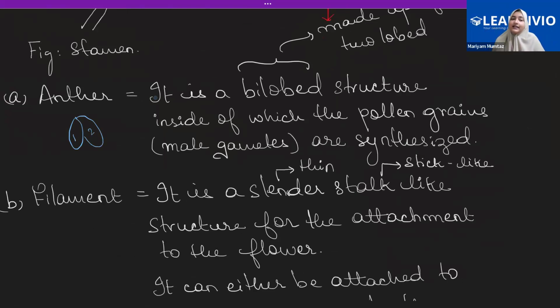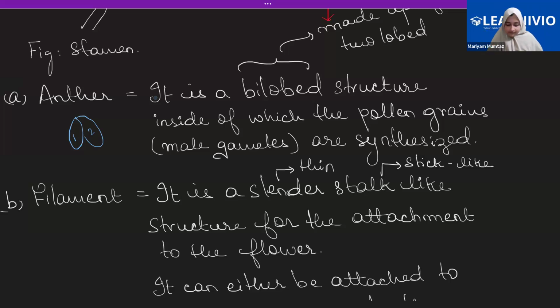Now, inside the anther, the male gametes of the flower are synthesized. And what are they? They are the pollen grains. So, inside the anther, the pollen grains are developed. Okay? And always remember, the characteristic feature of the anther is that it is a bilobe structure. Is it clear to everyone?